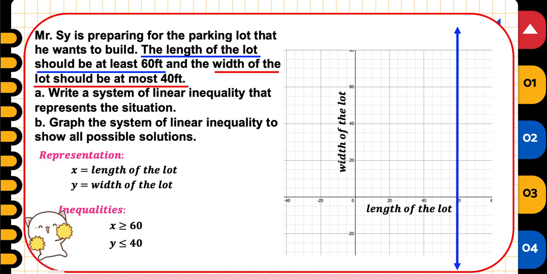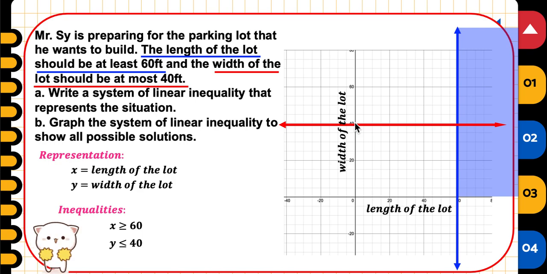So here, the shaded portion is this one because these are the numbers greater than 60. Okay, the next one is y is less than or equal to 40. It should be on the y-axis, 40. Just draw a horizontal line. And then where are the numbers less than 40? It's on the lower part. So here is the shaded area.